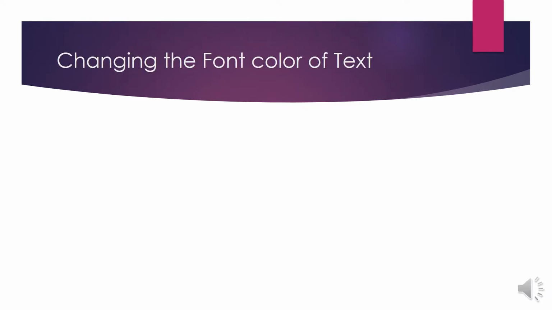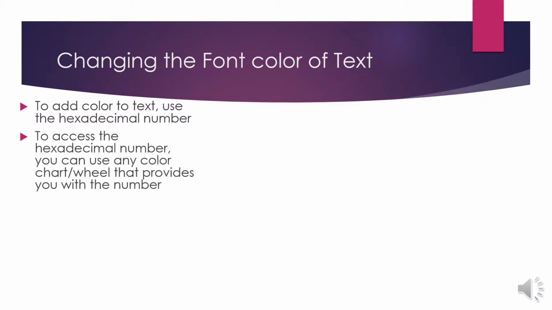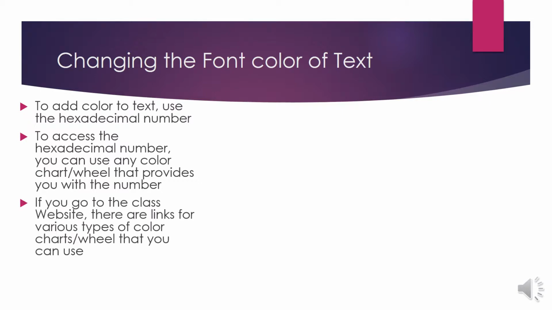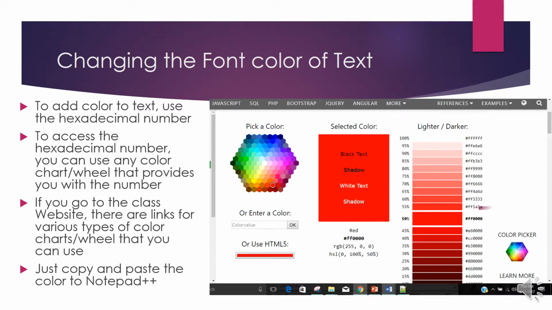Changing the font color of text. To add color to a text, you want to use the hexadecimal number. To access the hexadecimal number, you can use any chart or wheel that provides you with the number. If you go to our class website, there are links for various types of color charts or wheels that you can use. Just copy and paste the color to your Notepad++.